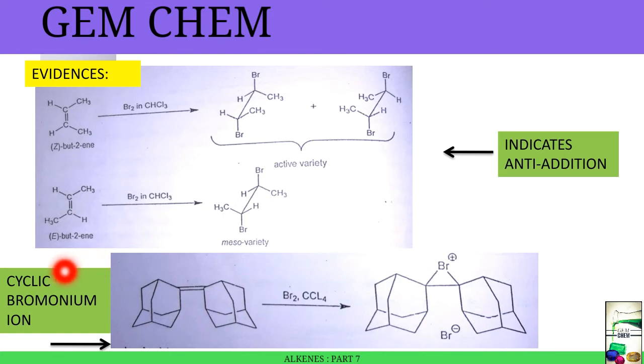And to prove that it proceeds via a bromonium ion, we have reacted this one. These rings are known as adamantane. So these are joined by a double bond, and when bromine is added, this is the intermediate which can be isolated.